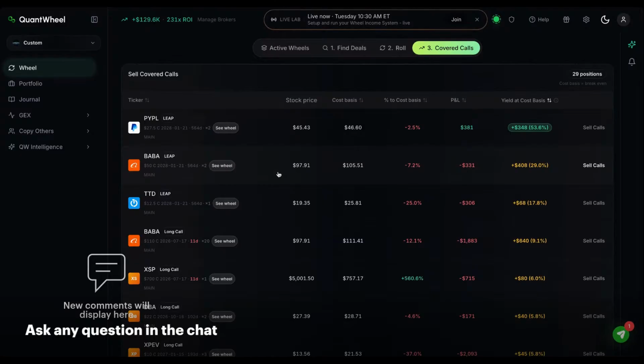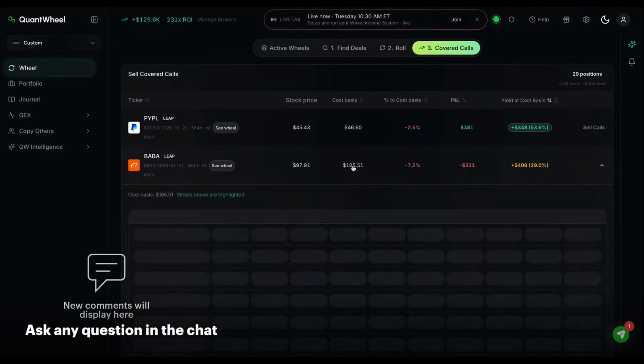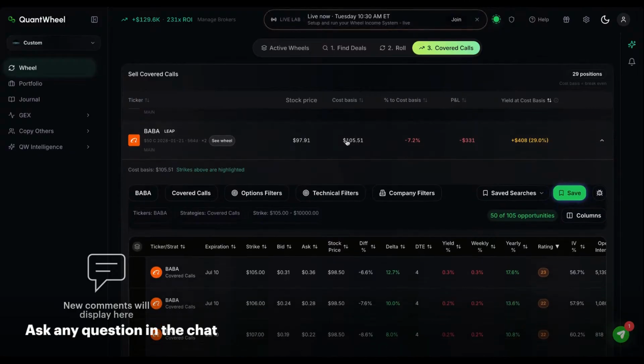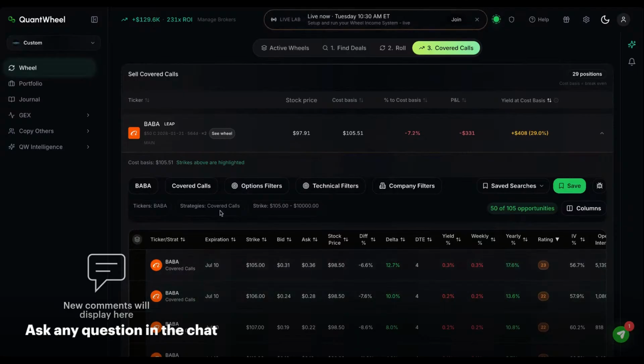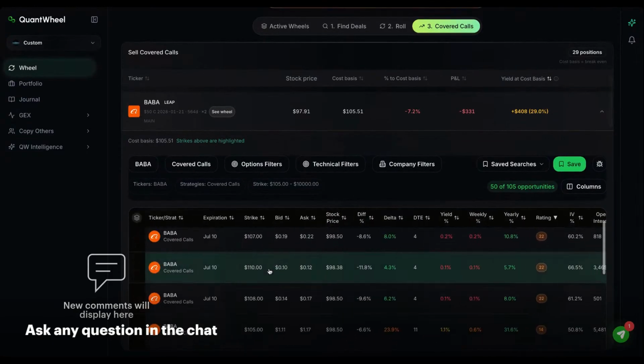So basically, as we've seen, I have a bunch of BABA calls and cash secured puts. I think it's a very undervalued company at the moment, a great buy if you're not scared about the China trade. Yeah, my cost basis is 105 and the stock is currently 97, but it doesn't stop me from selling calls at around 105 or above that. So yeah, the 105 call is giving me 17% yearly annualized premium at the minimum.